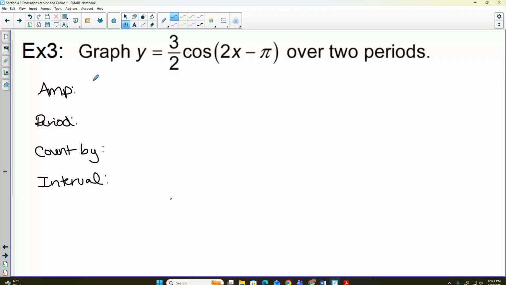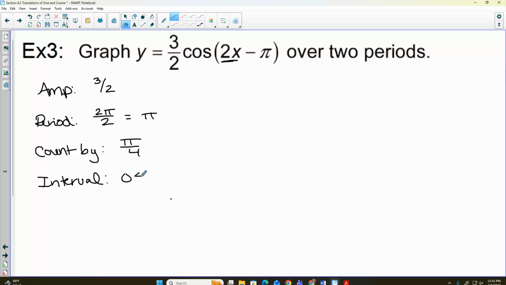So what's the amplitude? Period divided by the number in front of x. So 2 pi over 2 gives us, how do we find count by? Period divided by 4, so counting by pi over 4.